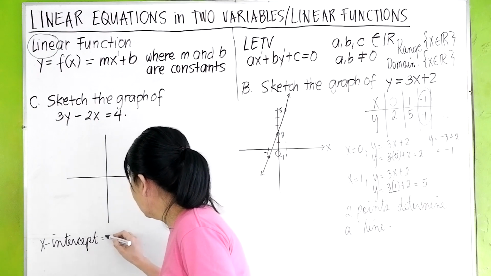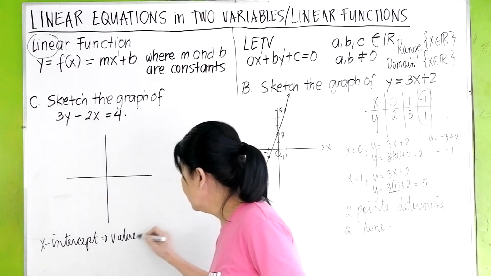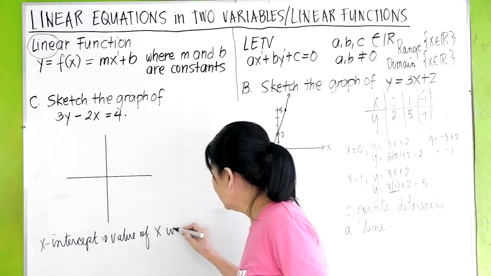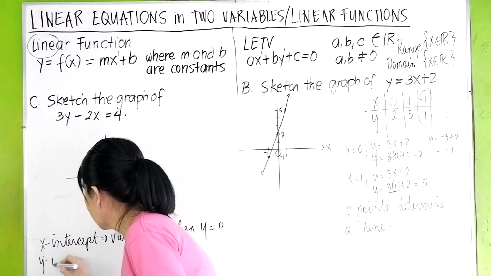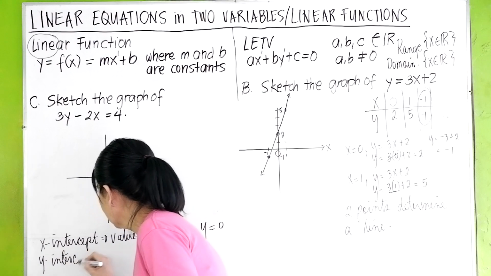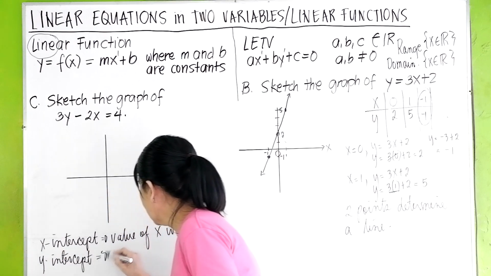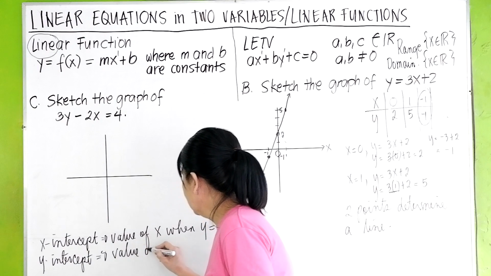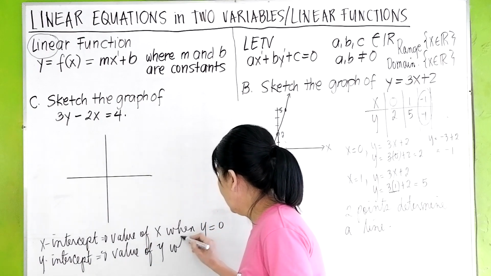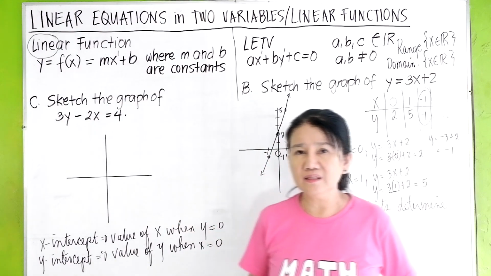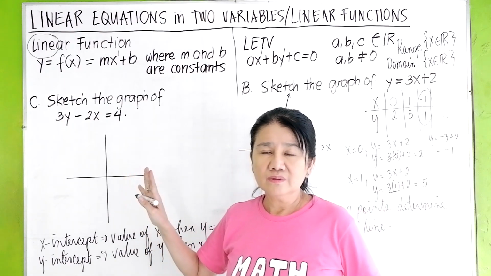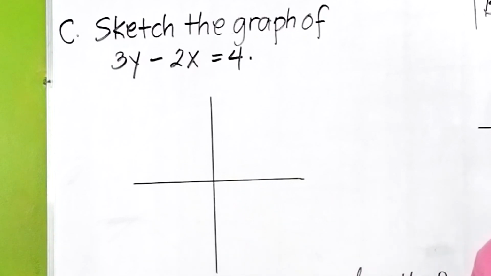This gives you the value of x when y is 0. So the Y-intercept is now the value of y when x is 0. This is the meaning algebraically. I'm going to give you another meaning geometrically later.